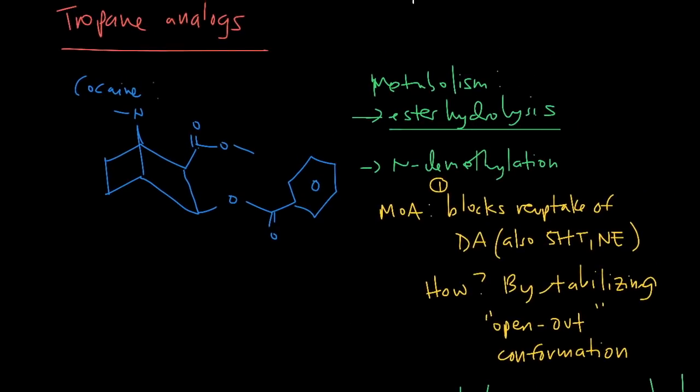Okay, so now we're going to talk about the tropane analogs, which includes cocaine. So here's the structure of cocaine. There are two major routes of metabolism, which are ester hydrolysis and N-demethylation. The major route of metabolism is ester hydrolysis, which I underlined here. So it can be hydrolyzed. Where can it be hydrolyzed if it's undergoing ester hydrolysis? Find me the esters. You have one here, and you have another one right here. So you can hydrolyze it.